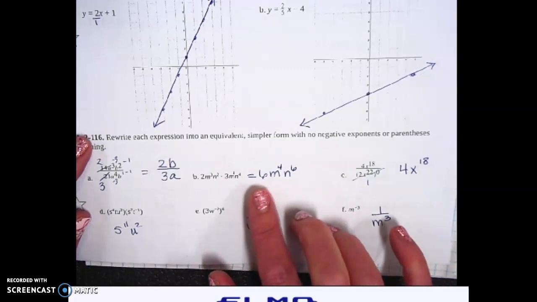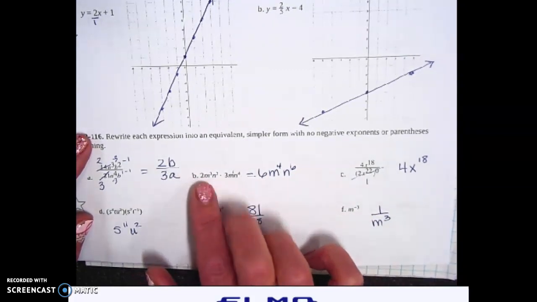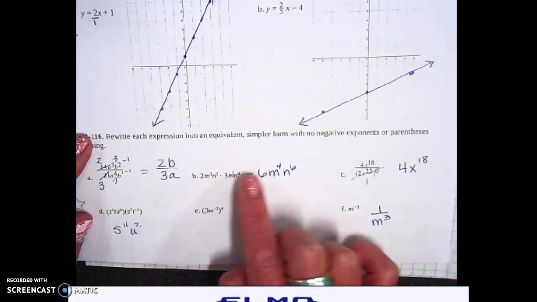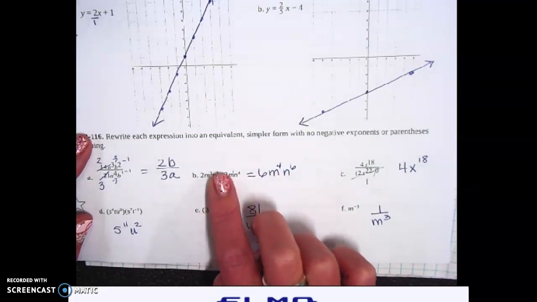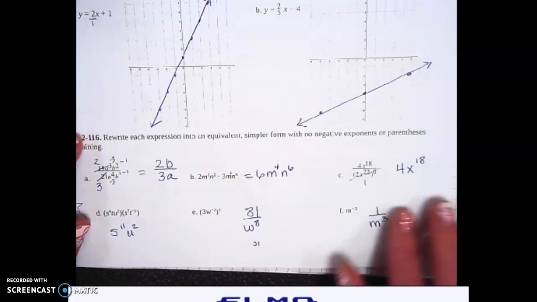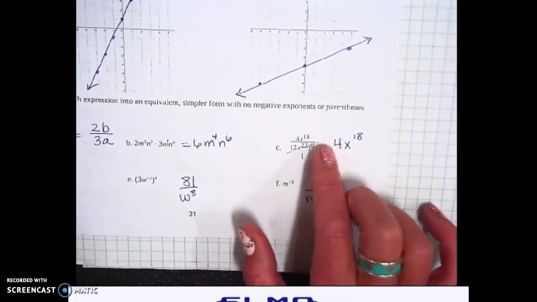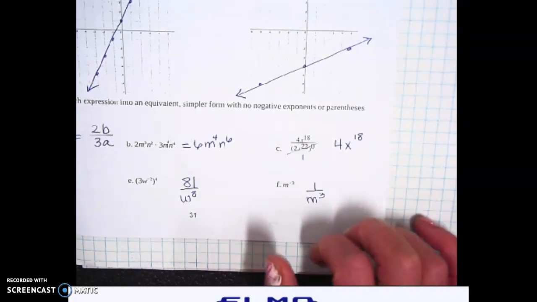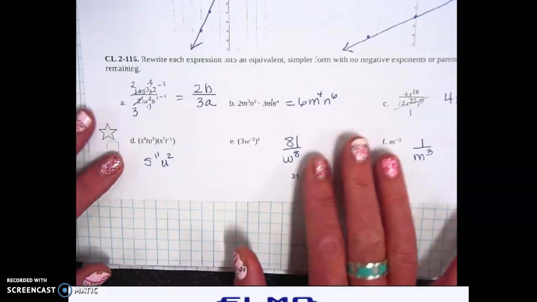Part B, I multiplied straight across by multiplying the coefficients and adding the exponents. So 2 times 3 is 6. The m's had a 3 plus a 1, add up to 4. The n's had a 2 and a 4, add up to 6. Part C, anything to the 0 power is 1, so the whole denominator is 1. And then nothing cancels. So I got 4x to the 18th power.